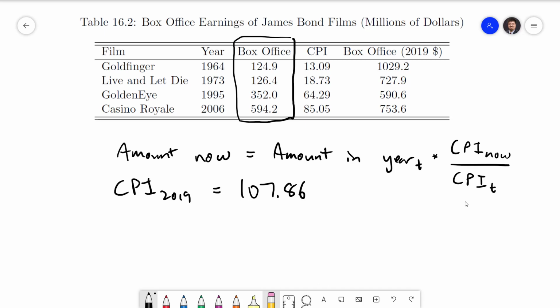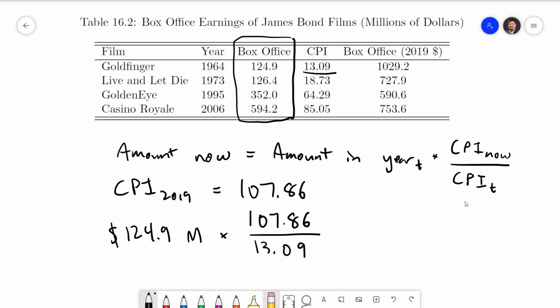Putting all this information into our formula, Goldfinger made a box office of $124.9 million in 1964. We multiply that by the CPI in 2019, which is 107.86, and divide it by the CPI from 1964, which was 13.09. We can see that there's been a whole lot of inflation that's happened over that 55-year period. Multiplying this whole thing out, we get $1,029.2 million, which is just over $1 billion in 2019 money.